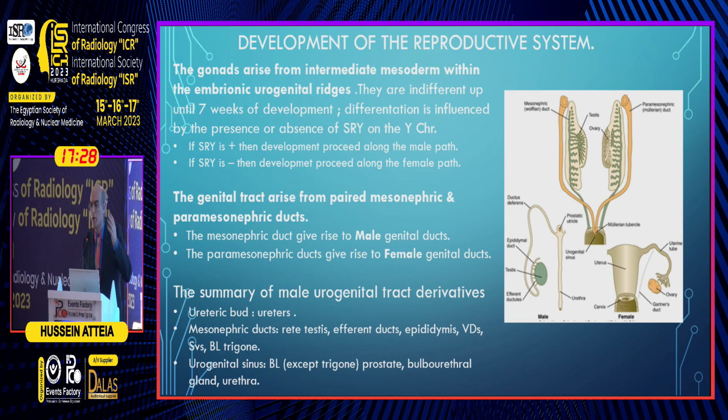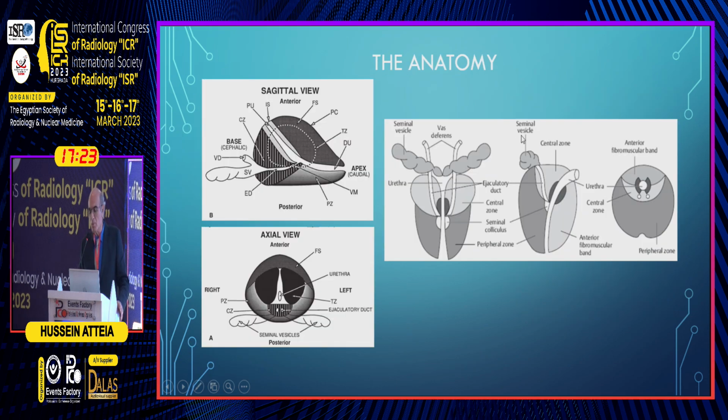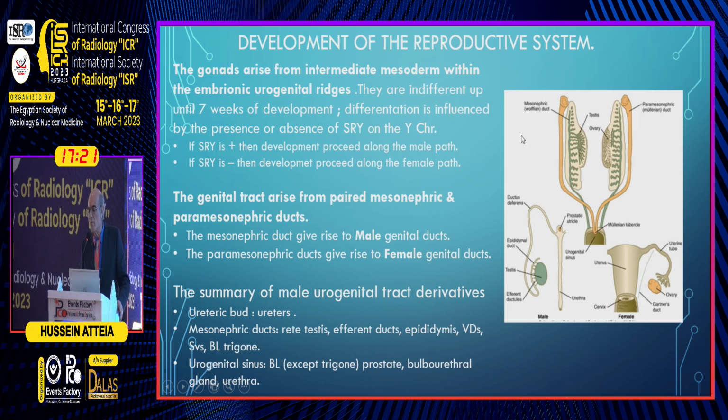Now, development of the reproductive system, you have this picture. It's very easy. It's formed of the paramesonephric duct. If this proliferates and matures, the baby will be a female. If the mesonephric duct proliferates, the development will be towards the male. What affects this in the 7th week of development is the presence of the sex-determining region Y. If this gene is present on the Y chromosome, then development proceeds along the male path. If the SRY is absent, then development proceeds along the female path.